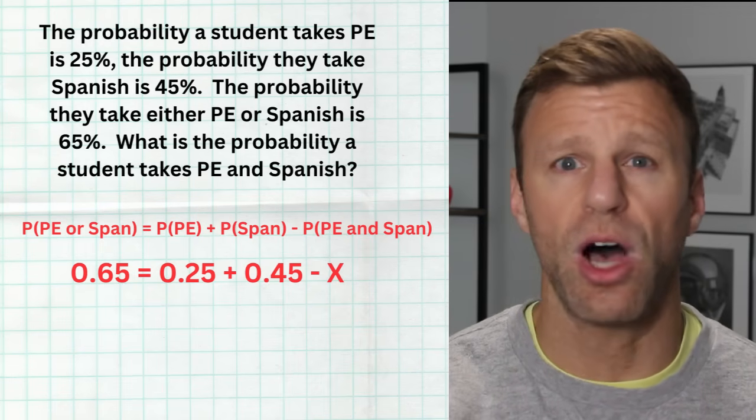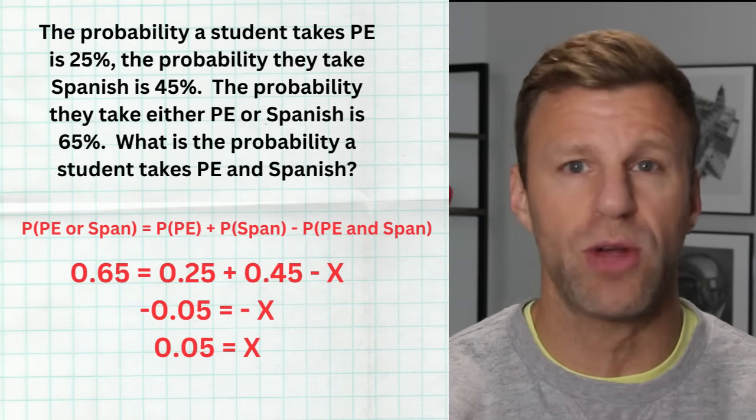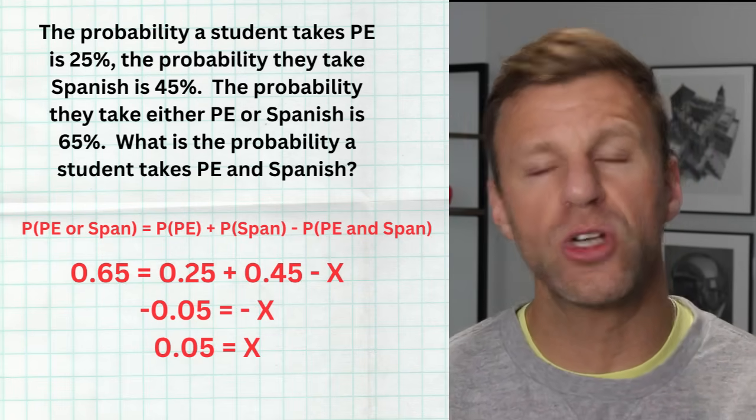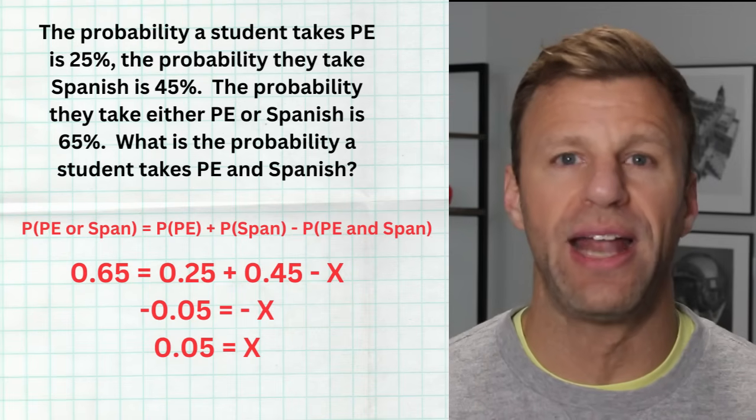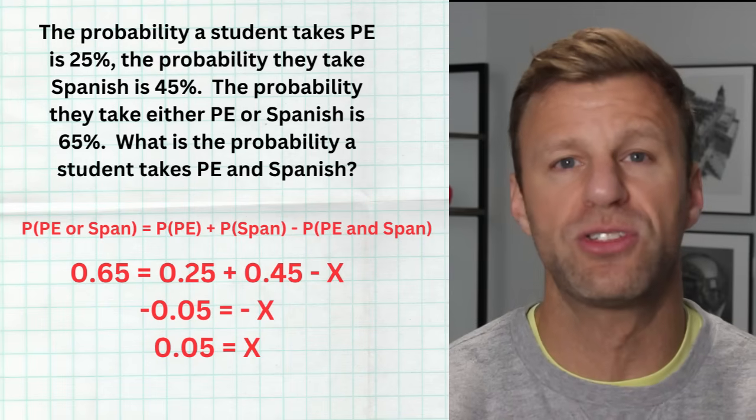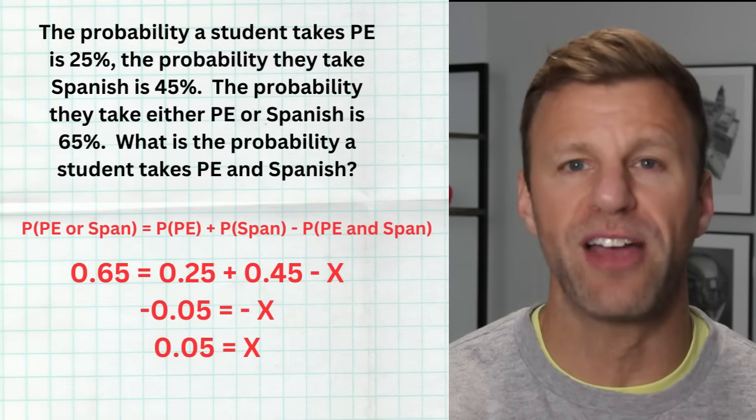Now we just have to do a little bit of solving, subtract the 0.25 over, subtract the 0.65 over, and we get negative 0.05. But of course, we still have a negative on the other side in front of that X, so divide both sides by negative, and we get that the probability of both taking physical education and Spanish is about 5% or 0.05. This formula could also be used with a two-way table.